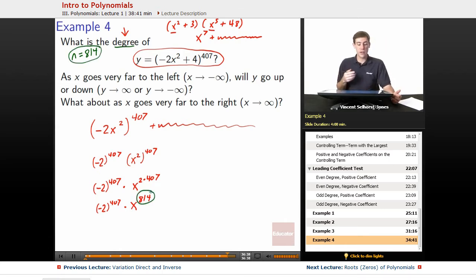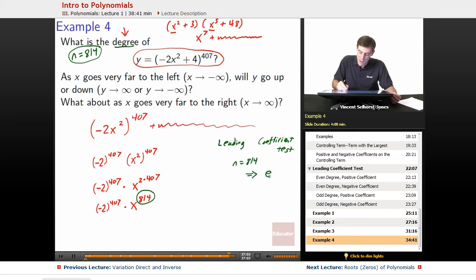Now, as x goes very far to the left, x goes to negative infinity, will y go up or down? Y approaches positive infinity or y approaches negative infinity? And then what about as x goes very far to the right, as x goes to positive infinity? So to do that, we need the leading coefficient test, right? So at this point, we already know what the degree of this polynomial is, right? This polynomial is n equals 814, so it is an even degree polynomial.